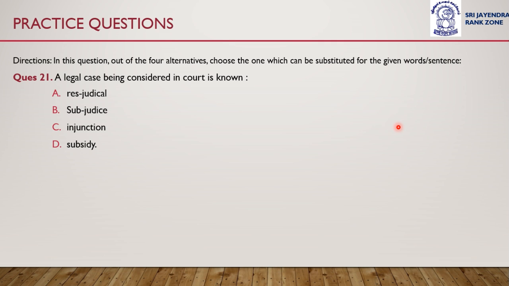A legal case being considered in court is known as option A, res judice, option B, sub judice, option C, injunction, or option D, subsidy.